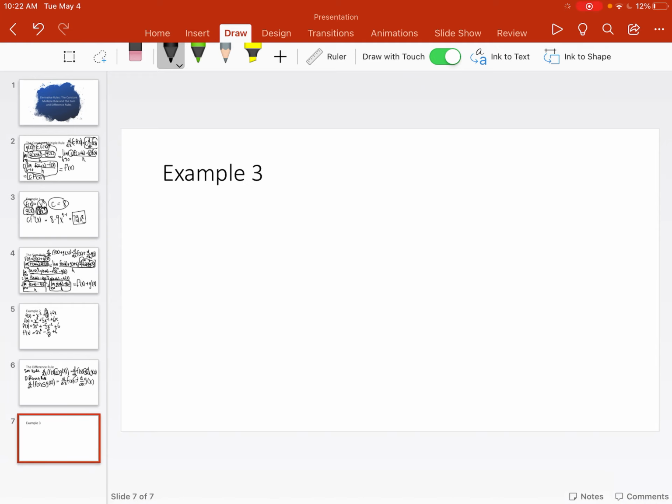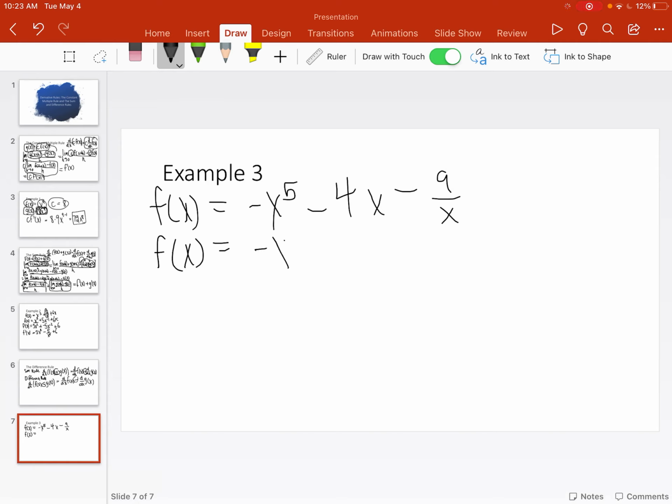So let's do an example. Let's say f of x is equal to negative x to the 5 minus 4x minus 9 over x. So we got this subtraction, and so what's the derivative? Let's simplify it a little bit. So we got negative x to the 5 minus 4x minus 9x to the negative 1. So let's take the derivative.